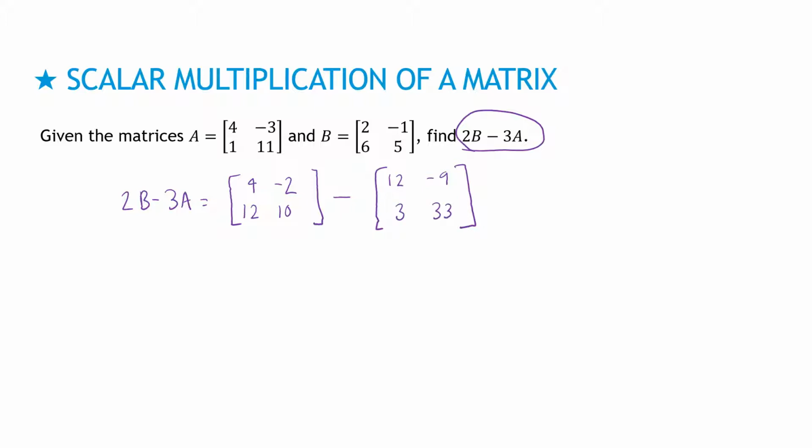And then, because it's subtraction, I'm going to change every sign. And now I'm going to add those two new matrices together. 4 and negative 12, negative 2 plus 9, 12 plus negative 3, and 10 plus negative 33. And that's my final solution.